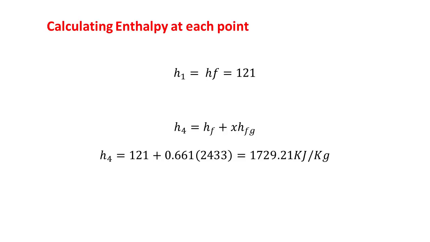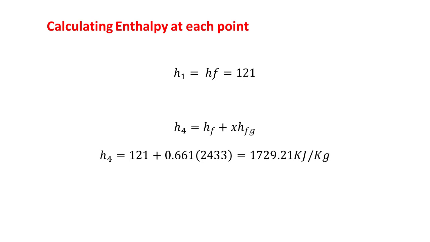Our next objective is to find the enthalpy at each point. The enthalpy at point 1 is the same as the hf value for the condenser pressure, and that is 121 kilojoules per kilogram. That is because unless anything specifically is mentioned in the question, we assume after the condenser the fluid is in liquid state.